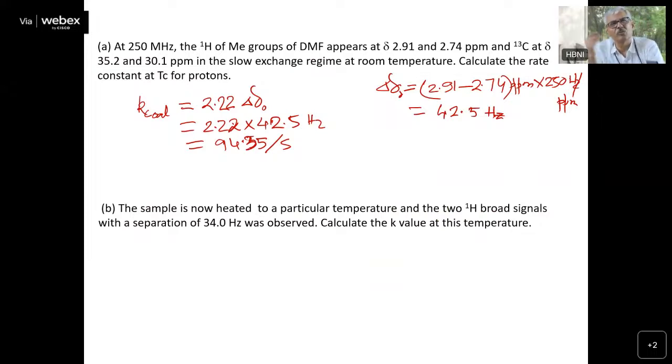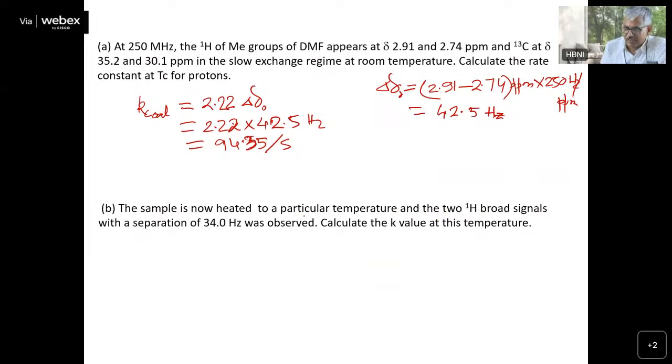Okay. So you can find out for carbon-13 also. For carbon-13, you have to see the 250 megahertz will no longer be 250 megahertz. It will be different, because it will be 1/4 of that. Now the next question you see.